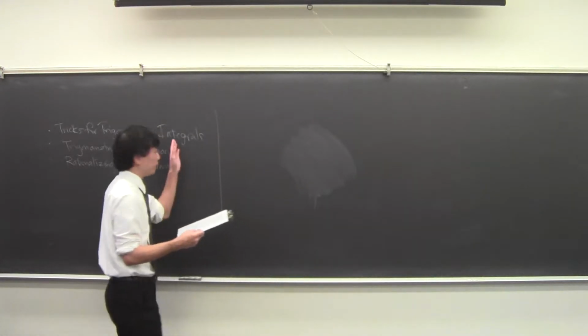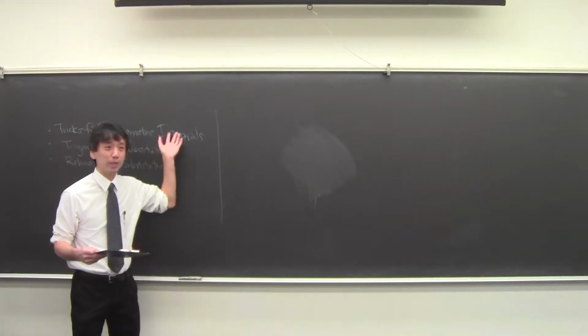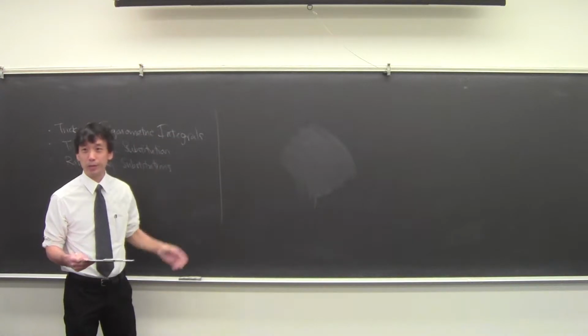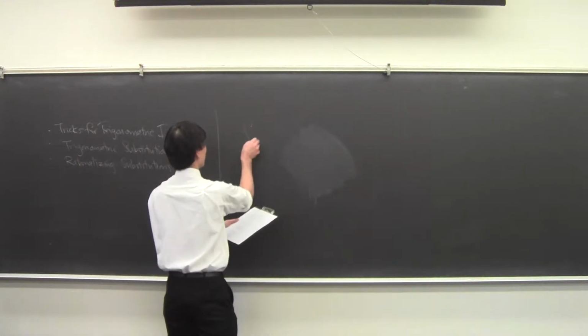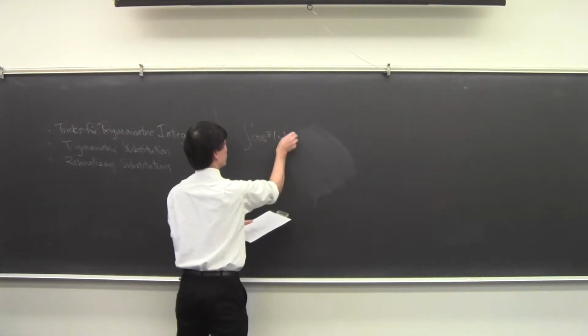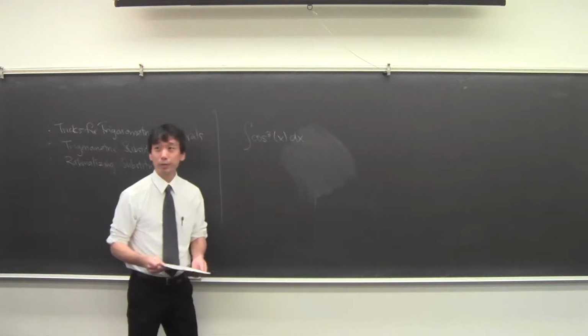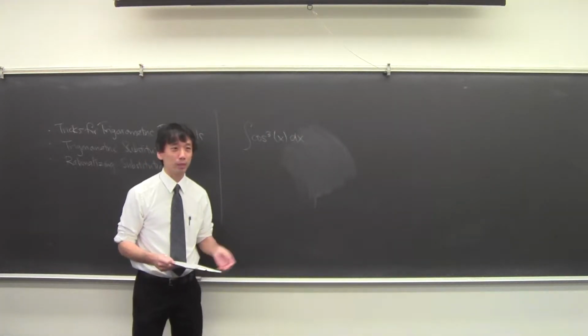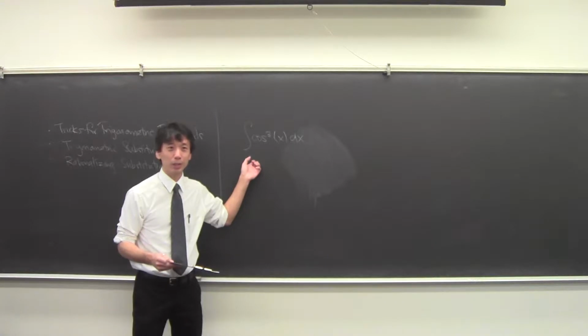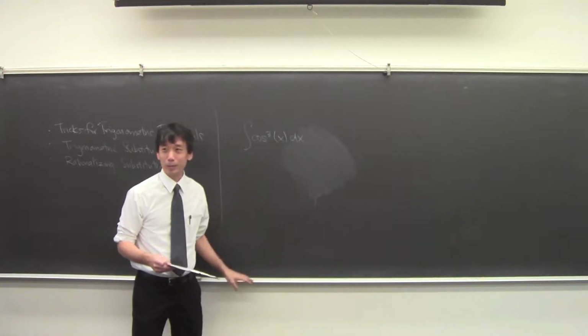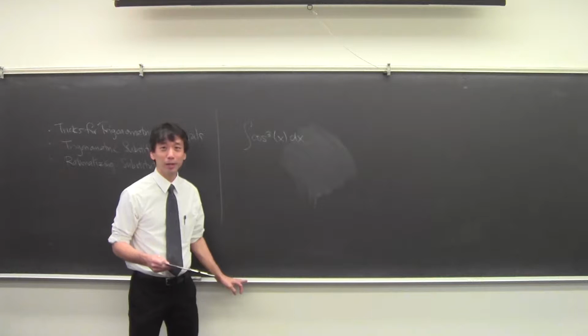So the first set of tricks are kind of specific. They only work in certain situations. So let me show you what I'm talking about. Here is the integral of cosine cubed. Somebody asks you to integrate cosine cubed. How would you go about doing it?